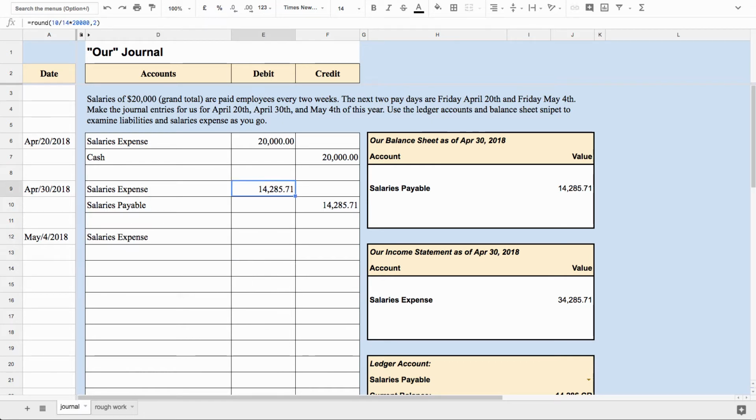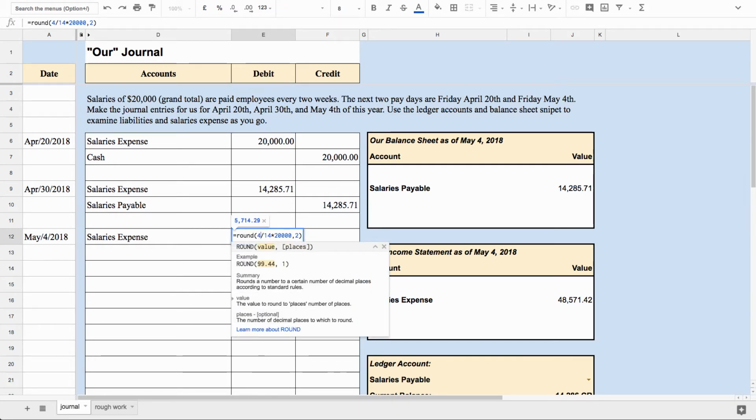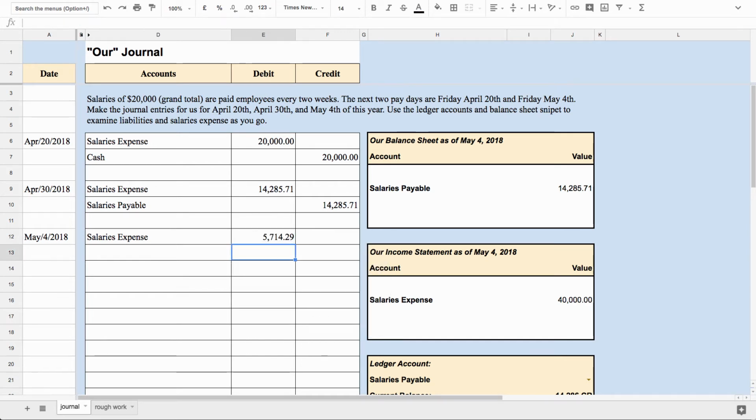So that's going to be a similar formula. This is one of the reasons why it's helpful to use the formulas in the cells. But instead of 10/14ths, it's only going to be 4 days. So 4/14ths of a pay period. $5,714.29. You can now see that now that we've recorded this expense, our total expense so far is 2 full pays, 20,000 and 20,000, 40,000 in total.